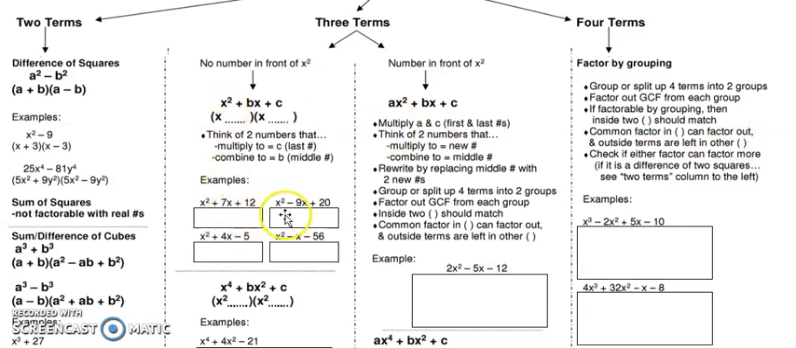You'll notice that these are all problems that we've already learned how to do. So pause the video at this point and go ahead and do these 4 examples. And then you can check your answer as soon as you're done.